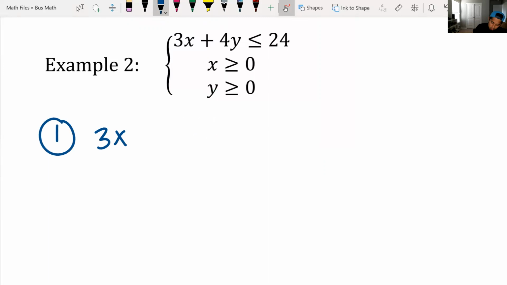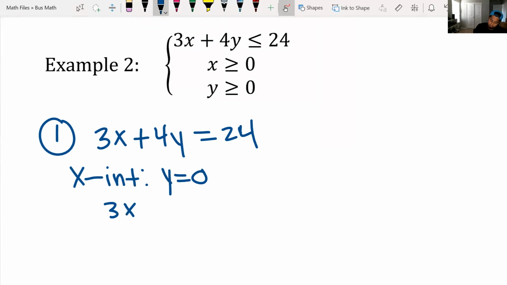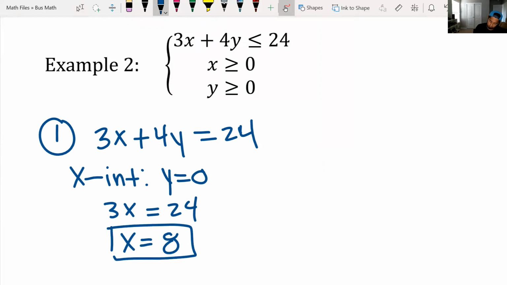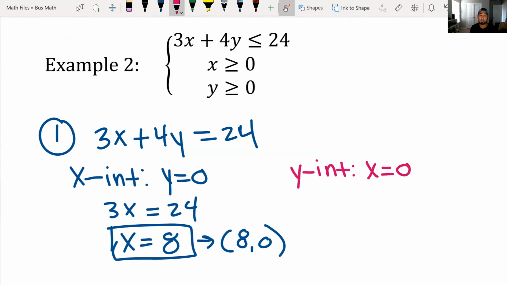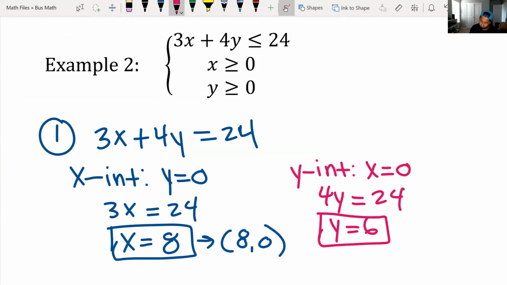So 1. 3x plus 4y equal to 24. And get your x-intercept. We said y equal to 0, which means you'll get 3x equals 24, and x equals 8. Here you get 8, 0. And then find your y-intercept. With x equal to 0, and you'll get 4y equals 24, divide by 4, and y equals 6. Repetitive process, right? 0, 6. All right.